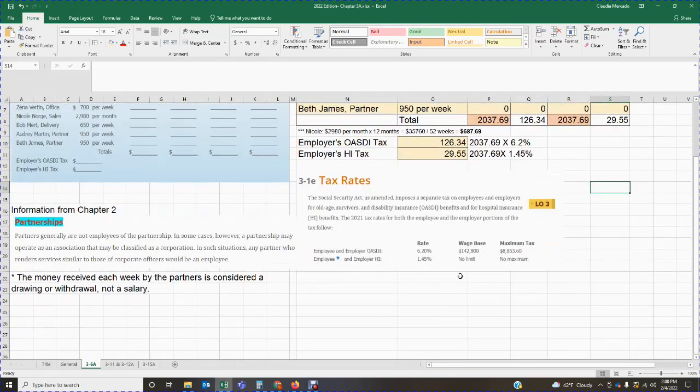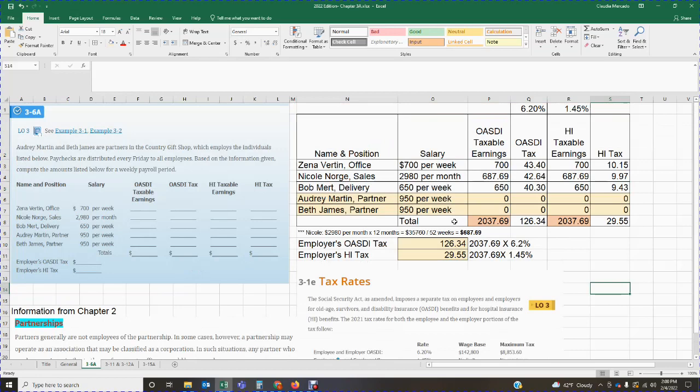The tax rates are provided. The caps are provided. Chapter 2 mentions that partners are not employees of the partnership for the most part. If they are not employees of the partnership, then whatever money they take out every week or every month, whatever the case might be, is considered a withdrawal. Okay? So just remember, in this particular problem, make sure that you are aware of the tax rates. And it's very simple, just identifying the weekly pay, because these employees are getting paid every Friday, once a week.